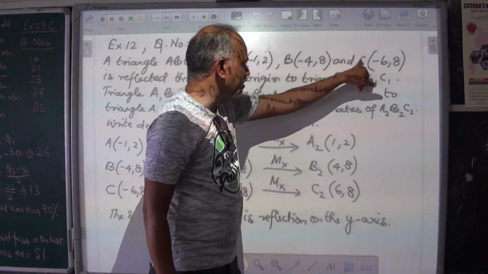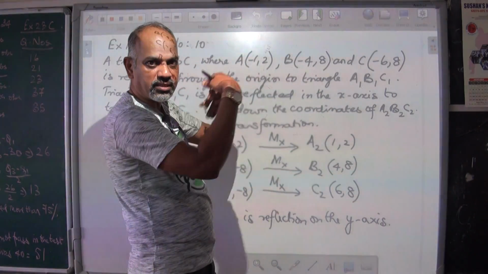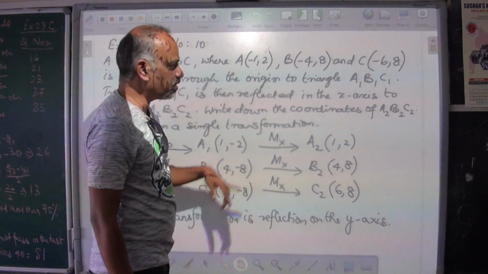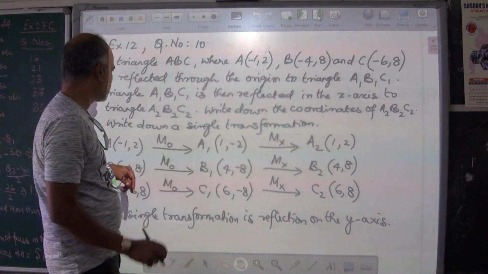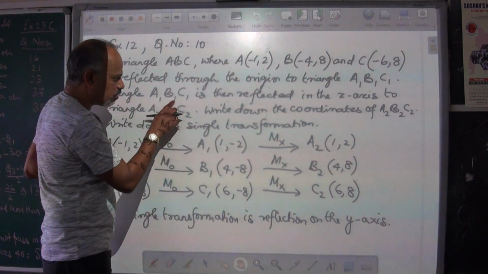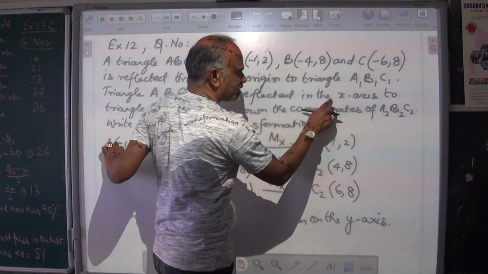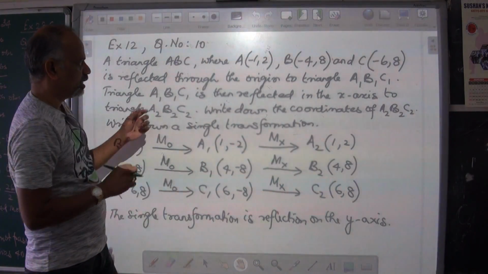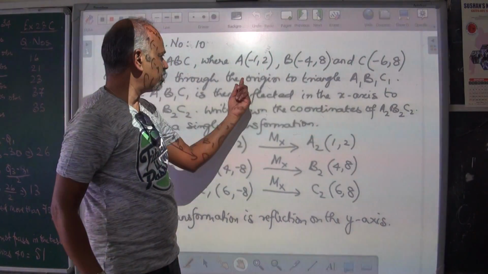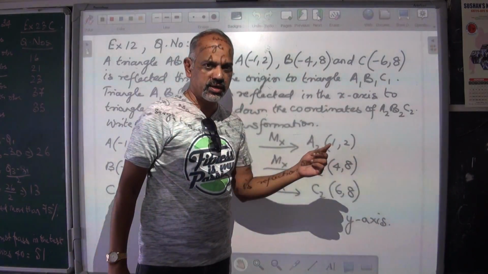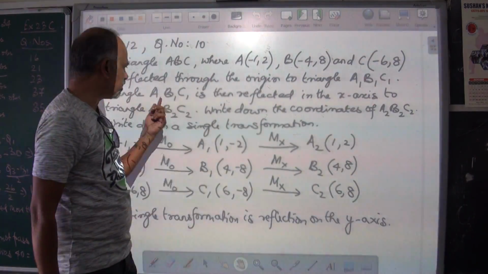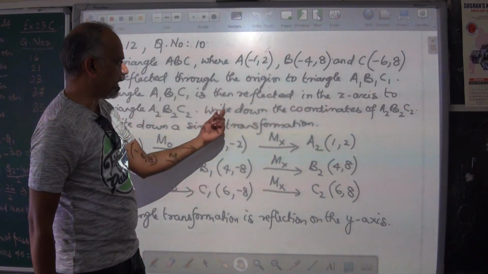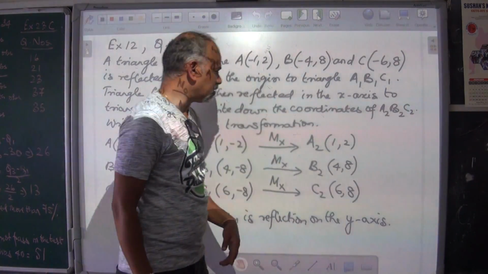You start with A, B, C. When you reflect in the origin, it changes to A1, B1, C1. So first get A1, B1, C1 on reflection in the origin. Then triangle A1, B1, C1 is reflected in the x-axis to triangle A2, B2, C2. Again, you start with A1, B1, C1 and reflect in the x-axis to get A2, B2, C2. Write down the coordinates of A2, B2 and C2.